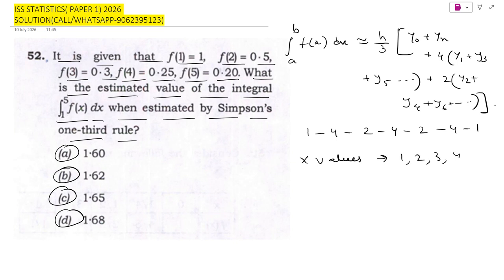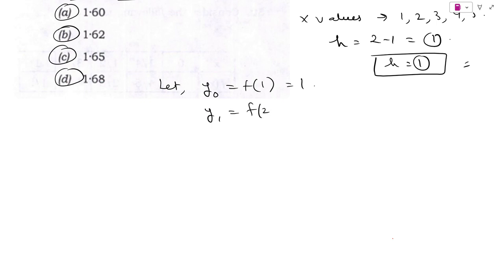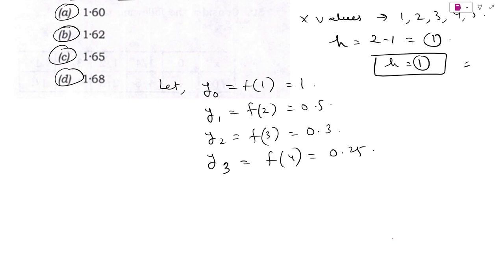Now, the x values are 1, 2, 3, 4, 5. The spacing is uniform, so h is 2 minus 1, which is 1. Now organize the function values. Let y0 be f(1), which is 1. y1 is f(2), which is 0.5. y2 is f(3), which is 0.3. y3 is f(4), which is 0.25, and y4 is f(5), which is 0.20.